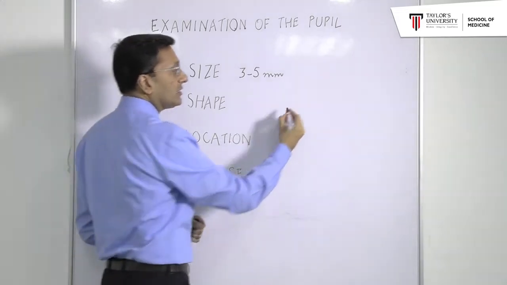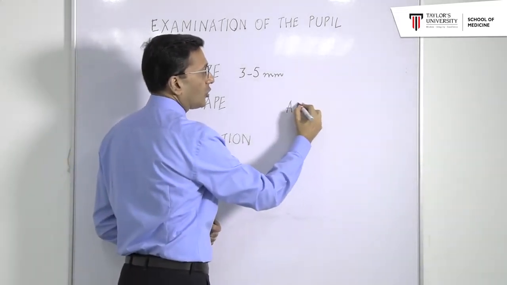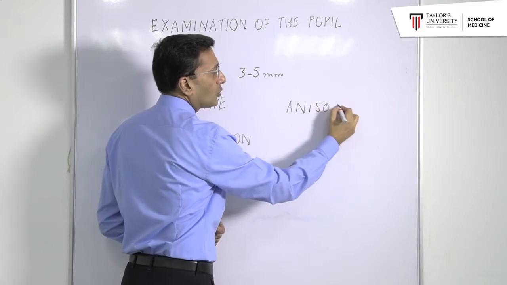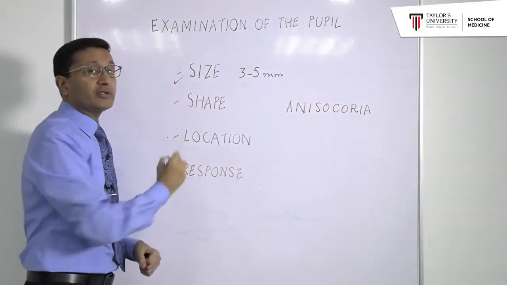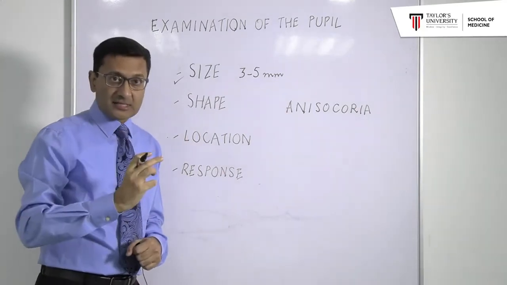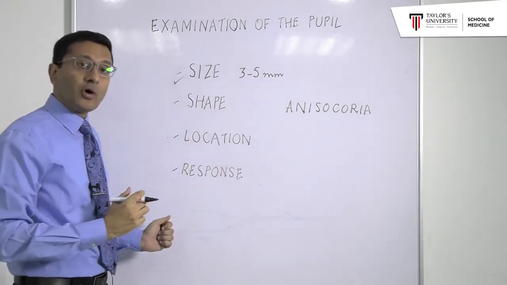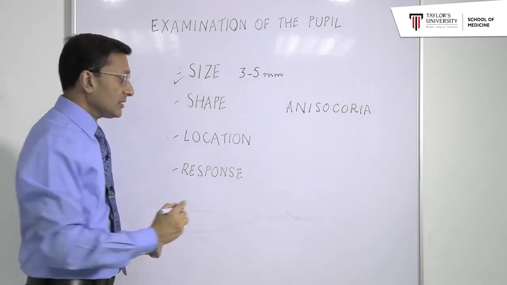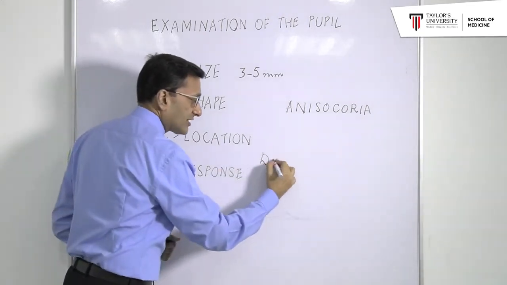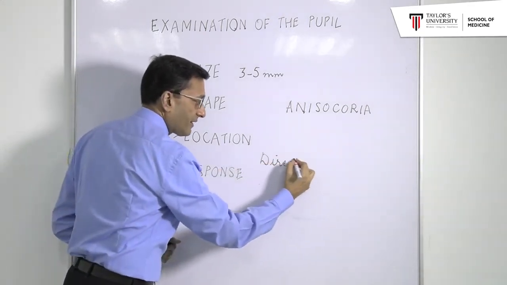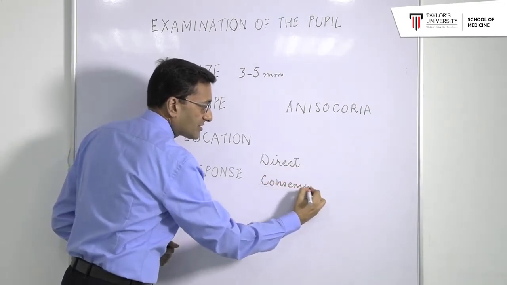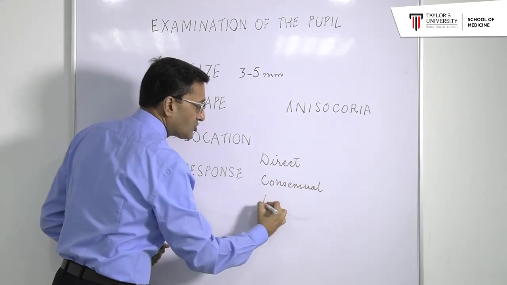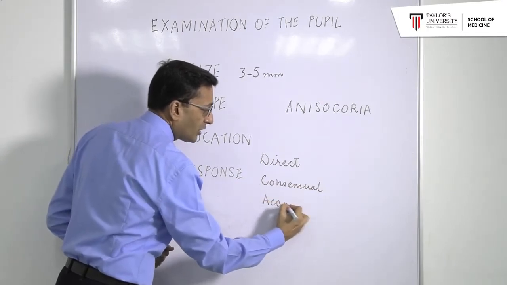If there is an inequality, the condition is called anisocoria. We also make sure that the pupil is located in the center. And then we record the pupillary responses, the response to direct light, check for consensuality or the consensual light response, and check for the response to accommodation.